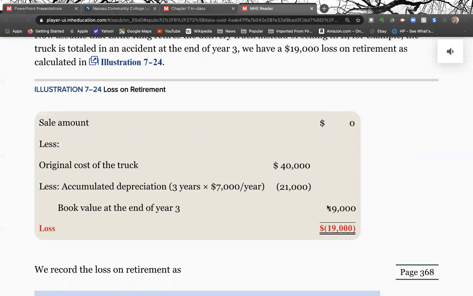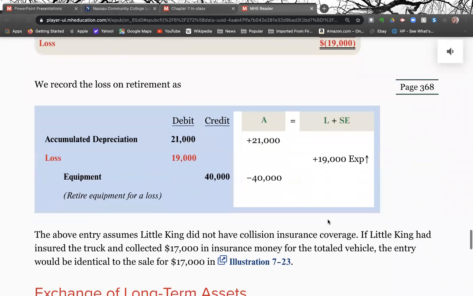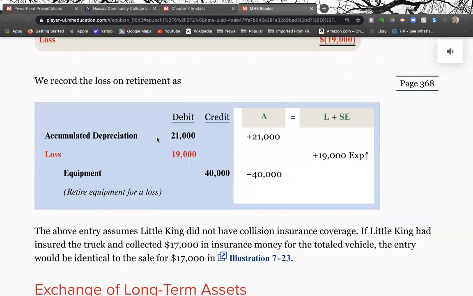So if the book value is 19,000 and I didn't get anything for it, that means I have a loss of 19,000. So what entry would you make? Debit accumulated depreciation. Again, it's the same 21,000, 7,000 a year times 3 years, 21,000. Debit loss 19, credit equipment 40. Right? This assumes that I just got rid of it.